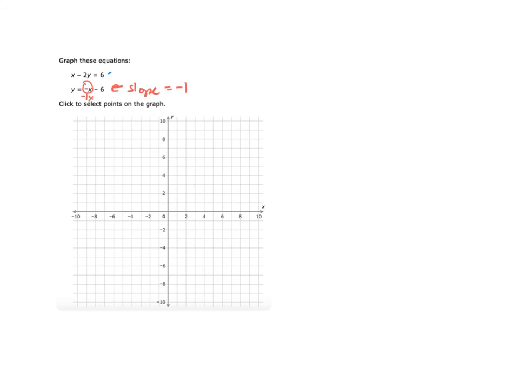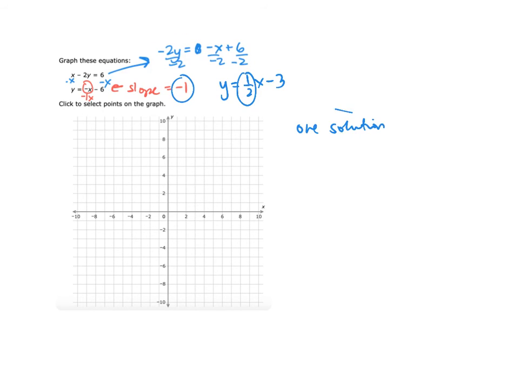Okay, and then the slope for this one, you just have to move things around. You subtract x from both sides. So negative 2y equals, let's write it in order, negative x plus 6. And if you divide both sides by -2, then we get y equals 1/2 x minus 3, and we can see we have different slopes. The slope is 1/2, so this is just going to be one solution. So that's how you do it without graphing.